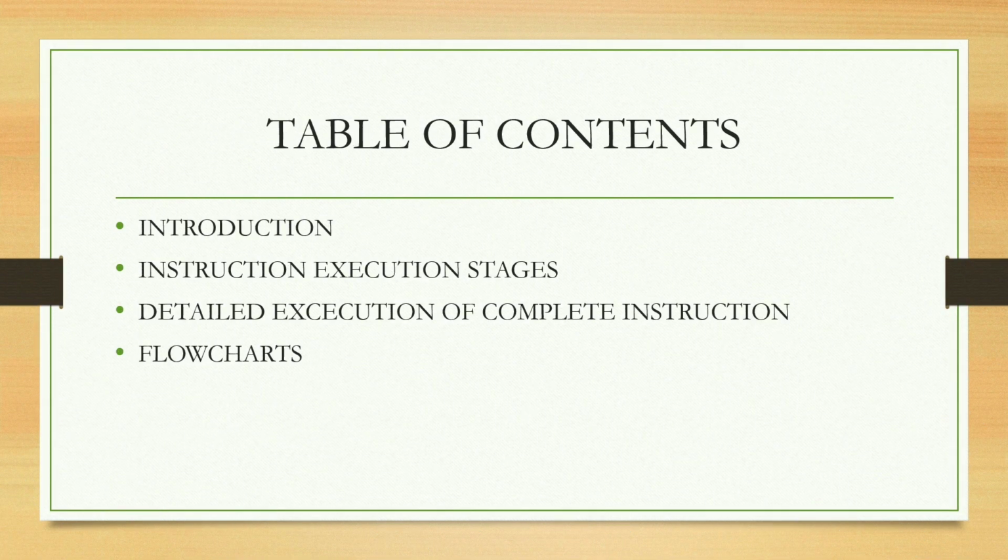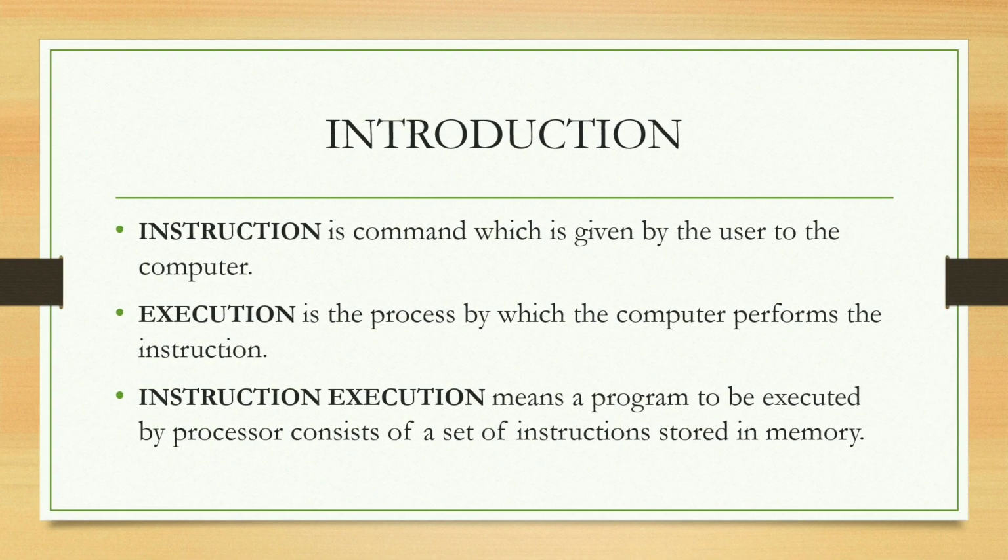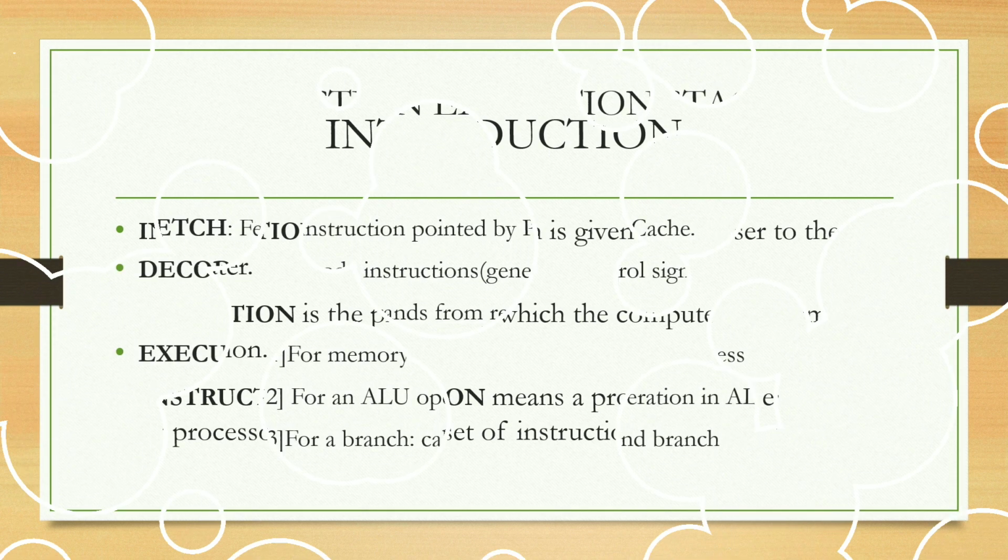Hello everyone, my name is Sunandan Kumbhar and now we will be discussing our project in 4 points. The points are introduction, instruction execution stages, detailed execution of complete instruction, flowchart. Now, instruction is a command which is given by the user to the computer. Execution is the process by which the computer performs the instruction. Instruction execution means a program to be executed by a processor consists of a set of instructions stored in memory.